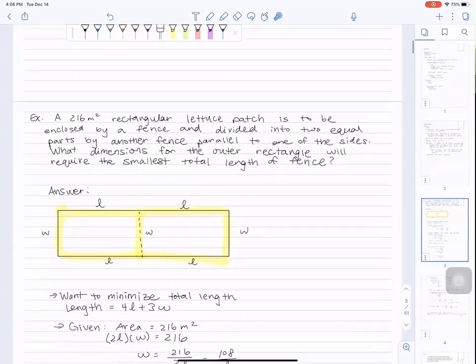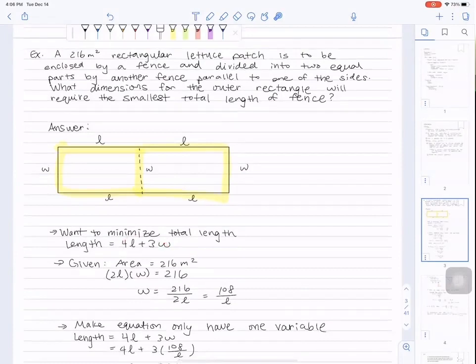So how do you do that? What are we trying to minimize? We're trying to minimize the length of our fence. So what is the length of our fence? That's the highlighted part. I labeled them. We're going to need 4 L's and 3 W's. So our length is 4L plus 3W. That's what we're trying to minimize. Now, what do we know? They gave us that the area is 216 meters squared. So the area is going to be length, which in this case is 2L, times the width, which is W. So we can write that as 2L times W equals 216.